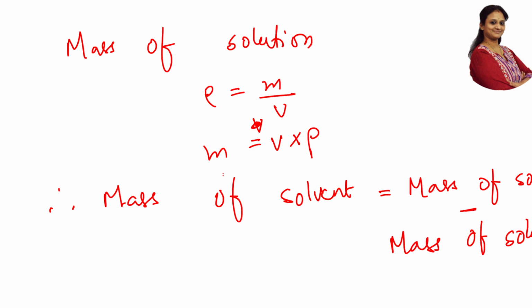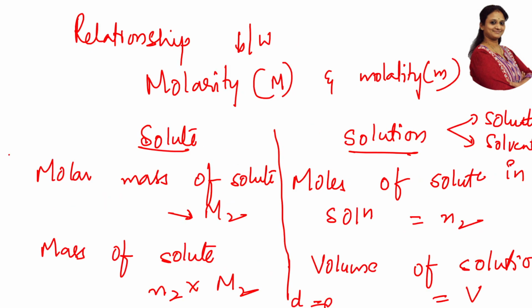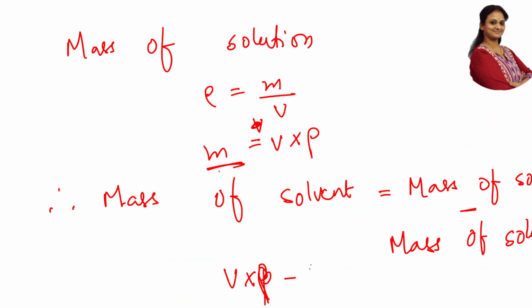Now what is the mass of solution which I got? It is V into rho. This is not P, this is rho. What is the mass of solute which you got earlier? I got V N2 into M2. Correct? N2 into M2. This is the mass of solvent, because we are going to relate between molarity and molality.